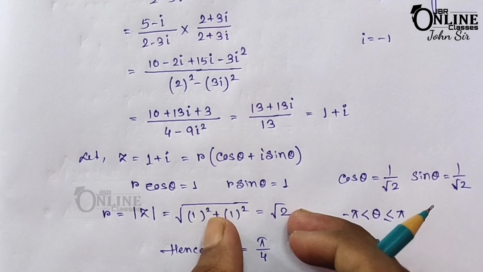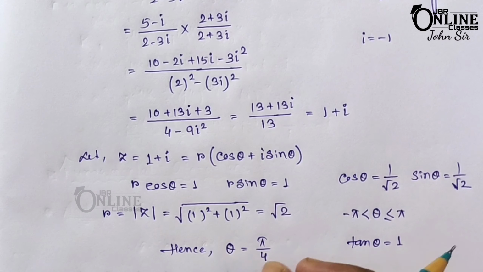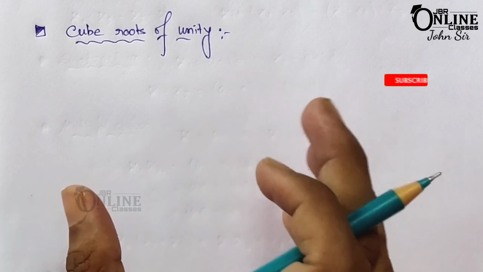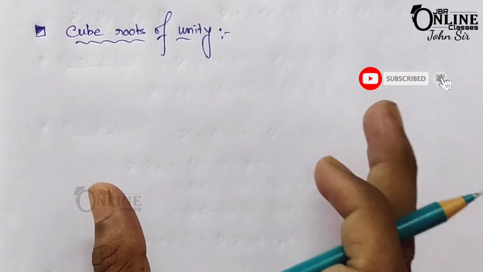This one is the modulus, and here the argument equals pi by 4. Now the next one and the last topic, that is cube roots of unity.